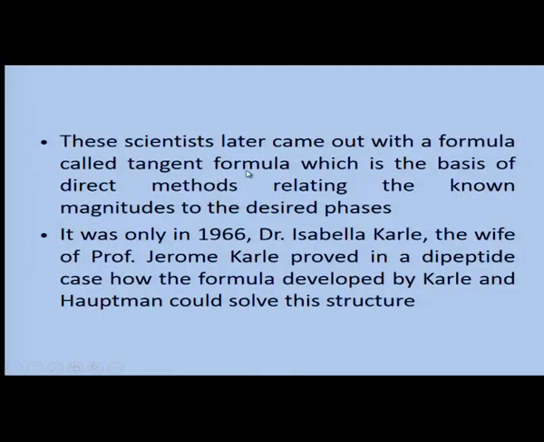These two scientists, Karle and Hauptman, later came out with a formula called the tangent formula. The name tangent formula comes because the numerator is a form of sine function and the denominator is a form of cosine function. This is the principle of direct methods, relating the experimentally known structure factor magnitudes to the desired phases.